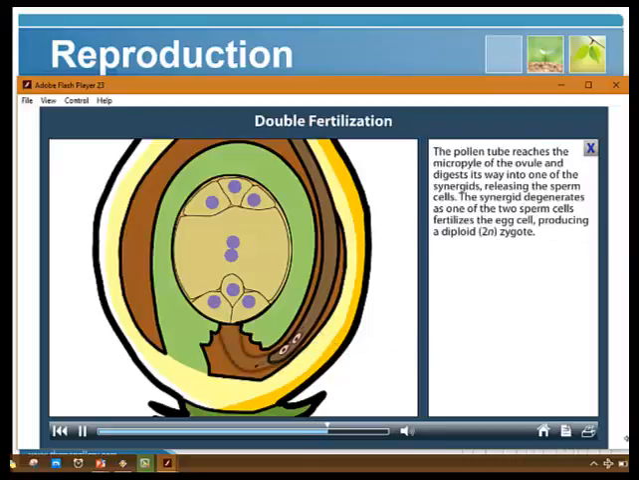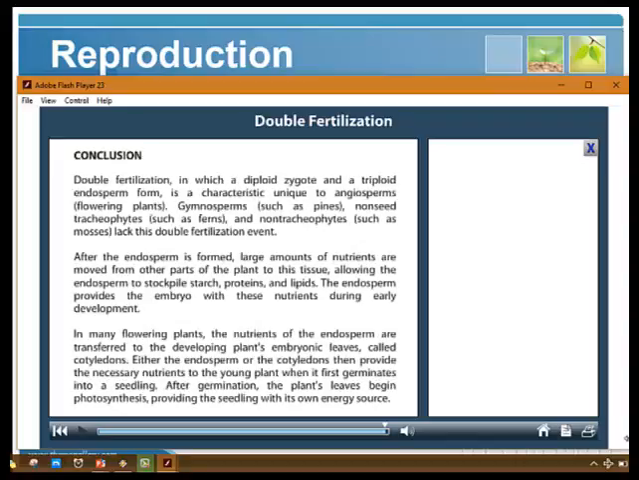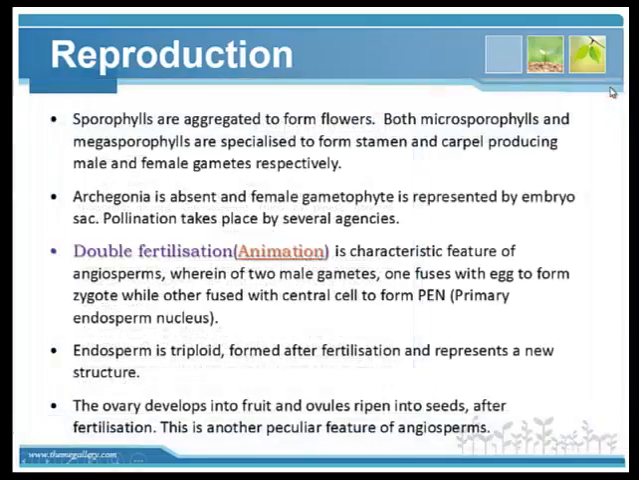The pollen tube reaches the micropyle of the ovule and digests its way into one of the synergids, releasing the sperm cells. The synergid degenerates as one of the two sperm cells fertilizes the egg cell, producing a diploid zygote. The second sperm cell fuses with both of the polar nuclei, fertilizing them to produce an unusual triploid cell. As the zygote develops into an embryo, the triploid cell develops into the endosperm, which serves as the embryo's food supply. That's it about double fertilization.